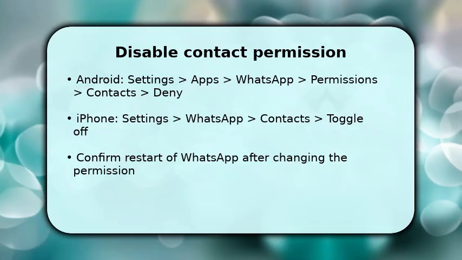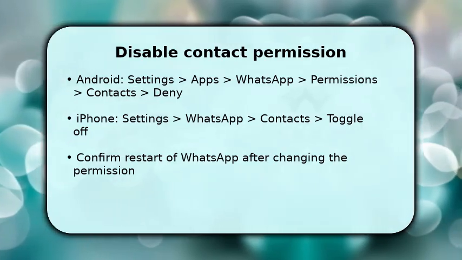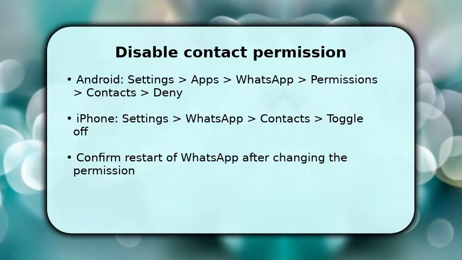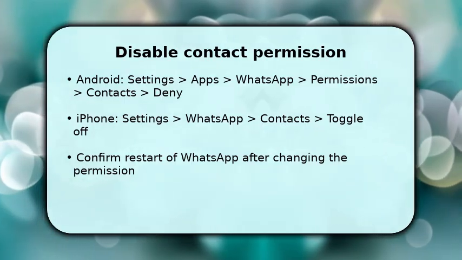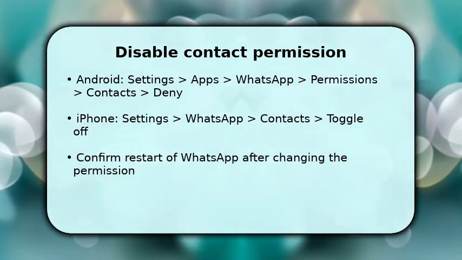Make sure to test by adding a contact to your phone. It should not appear in WhatsApp. If you rely on manual invites, you can still add people inside chats without full sync.